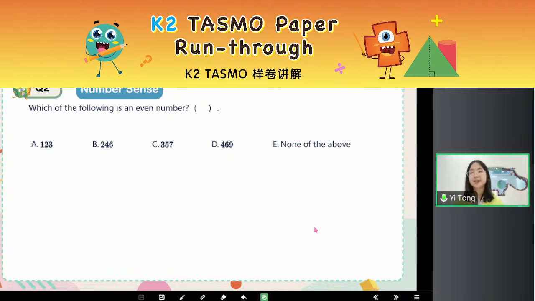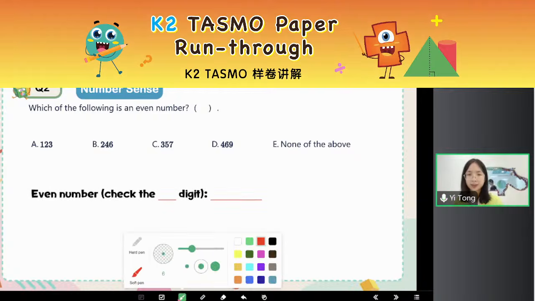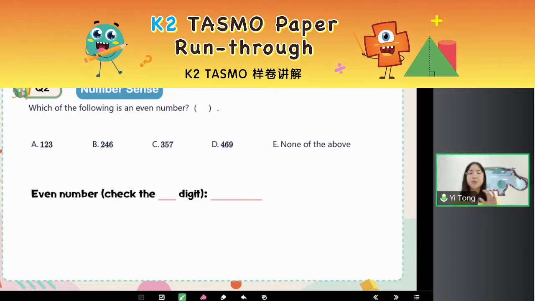Now, question 2 asks us about our number sense. Which of the following is an even number? For an even number, how do we tell? Do we look at the first or last digit of these numbers? Yes, type in the chat and I'll reveal the answer for you. It is our last digit. So this is our last digit.